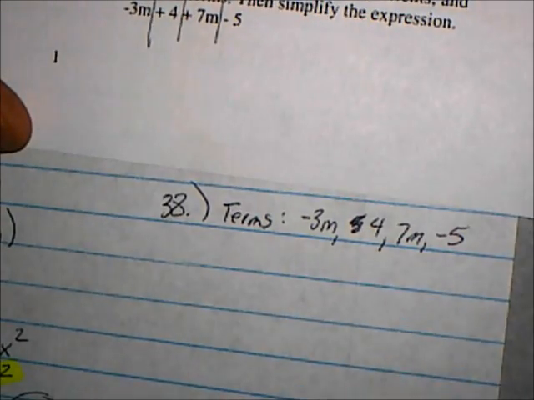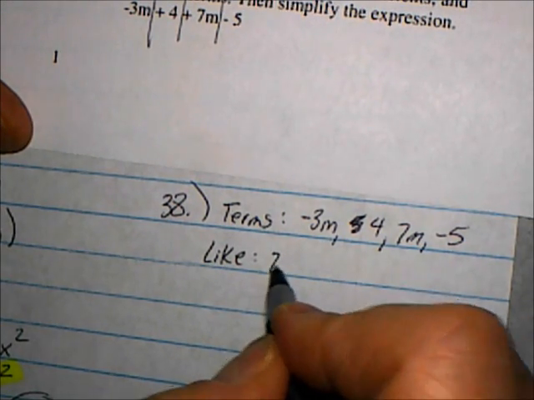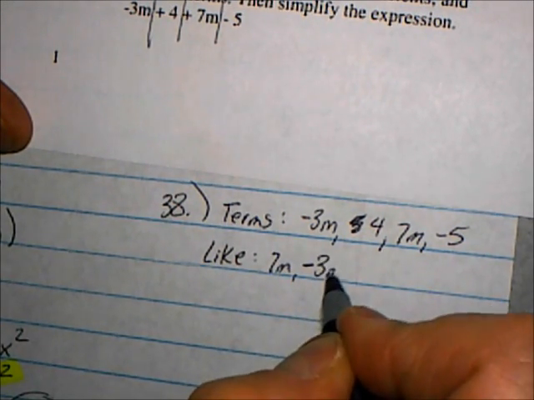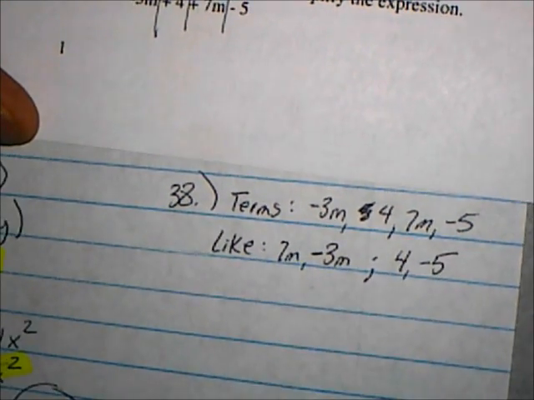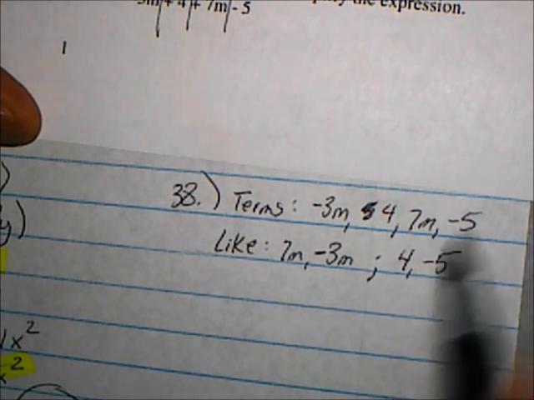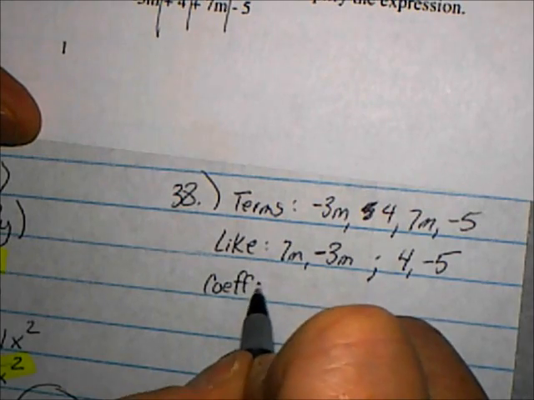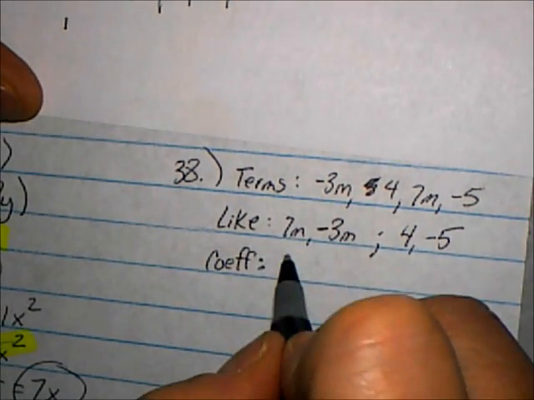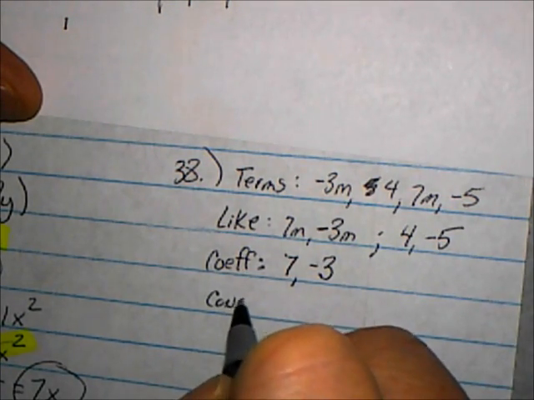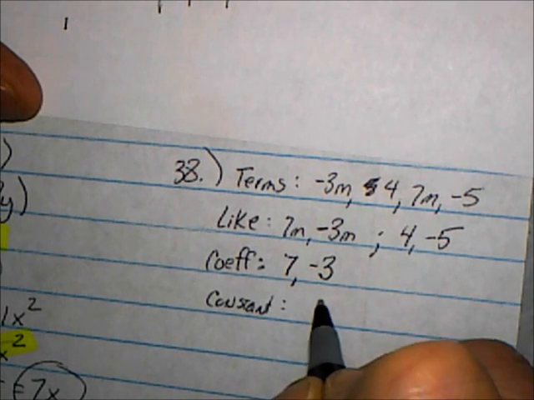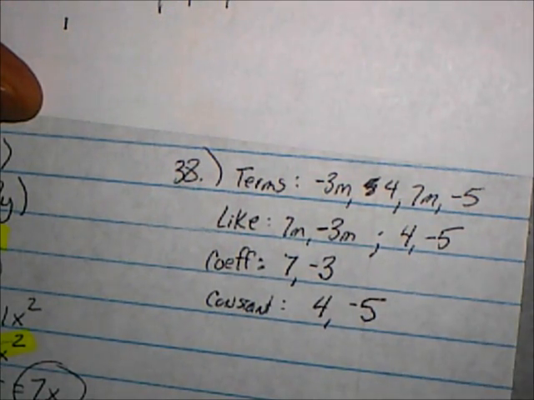Then next it says like terms. Which ones are alike? The 7m with what? The negative 3m. Okay, and what's the other ones? 4 with negative 5. Alright. What's next? Coefficients. Which ones have the coefficients? The m's, and those numbers are 7 and negative 3. Alright, what's left is constants. What was left? The numbers, which are 4 and negative 5. Don't forget your negative.